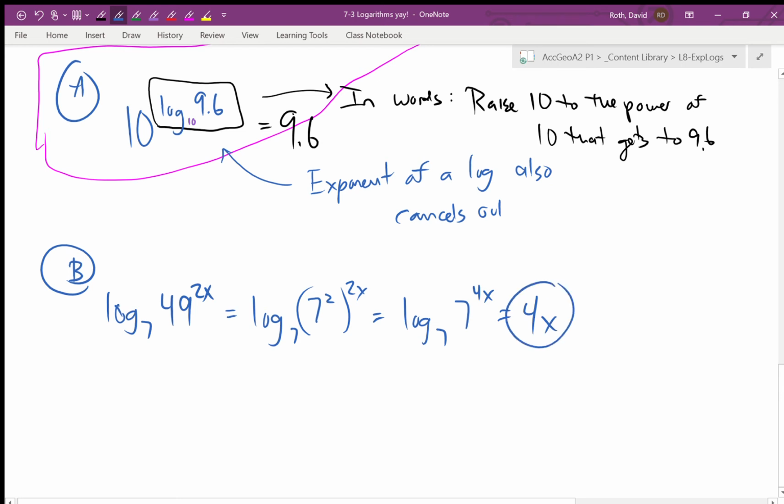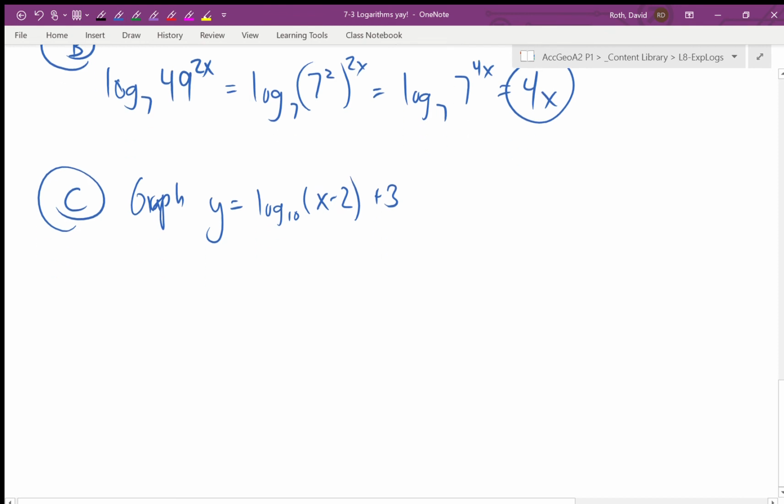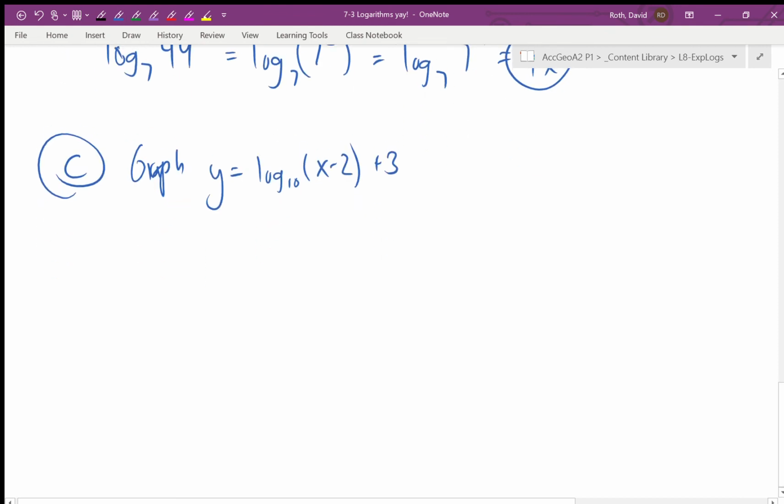Cool. Should we do a graph? I think we'll do one graph, just in case you want that. Again, with videos, you can just cancel at any time. If I want to graph y equals log base 10 of x minus 2, plus 3. There. Good. I was able to scroll that down.